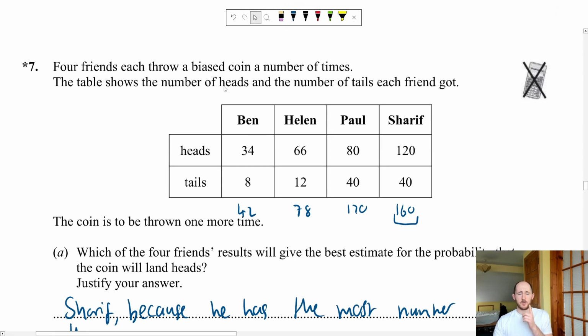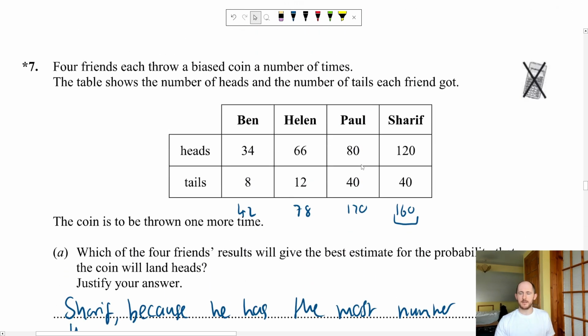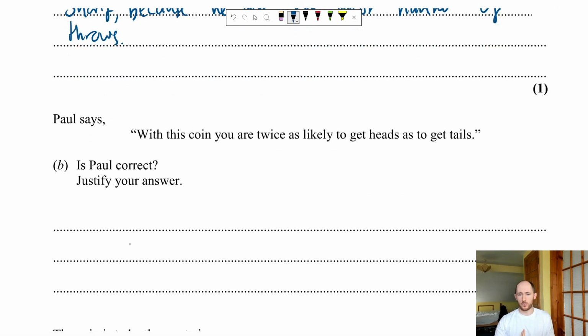Cool. Now it should be noted that they all throw the same coin. I'm just going to bear that in mind. But part B, Paul says, with this coin you're twice as likely to get heads as tails. Is he correct? Justify your answer. Well, if I look at Paul, he does get twice as many heads as tails, but the others do not have that same relationship. So what I would say is it's true for Paul, because remember, it is all the same coin. For Paul, not for the rest.